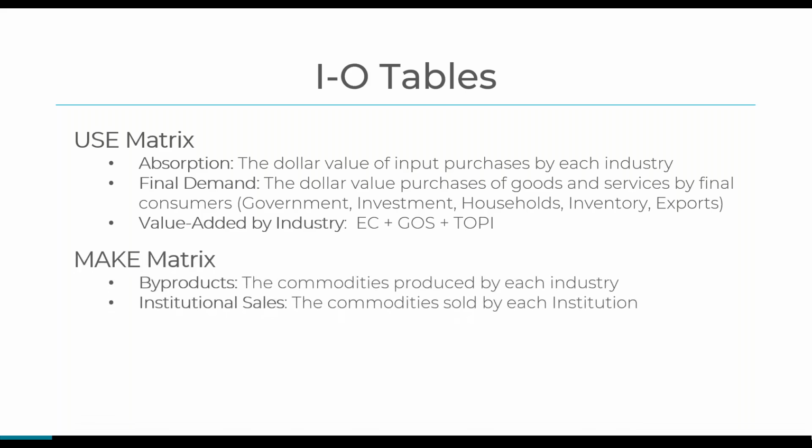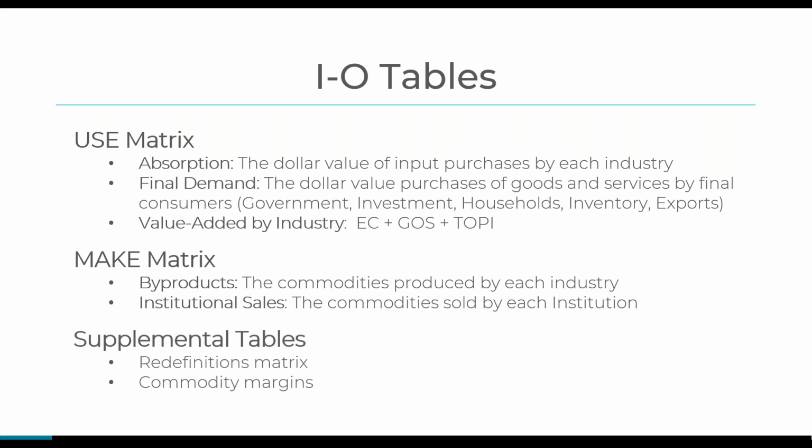We also have the make matrix, which tells us what industries make and in what proportions. So it's basically the dollar values, and then we use them as proportions, but the dollar values of the commodities produced by each industry. And similarly, institutional sales, because some products are sold by institutions. So that's largely government, mostly government and inventory. Things get sold out of inventory, but households do sell scrap too.